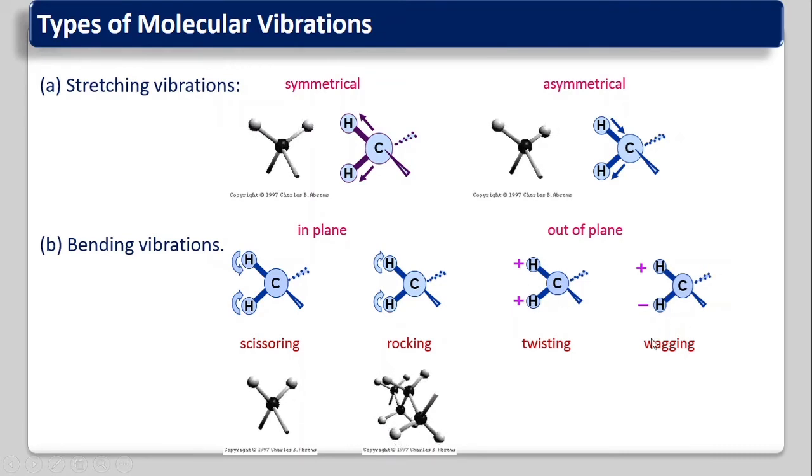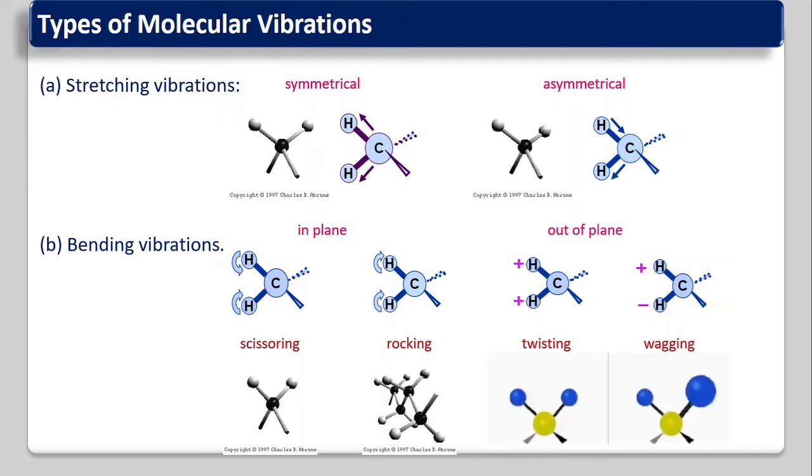And the second one is wagging. In wagging, what will happen? One of the bonds goes away from the observer, while the second bond comes towards the observer, and this continues. Then in the other case, the second bond goes away from the observer and the first bond comes towards the observer. Likewise, this is called wagging. So this is called out of plane bending vibration.